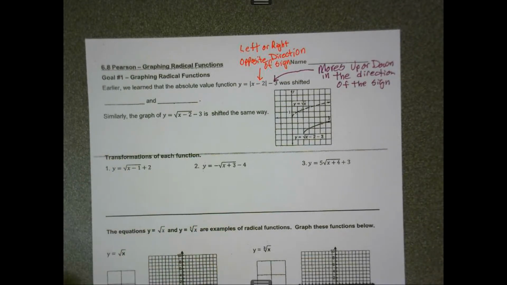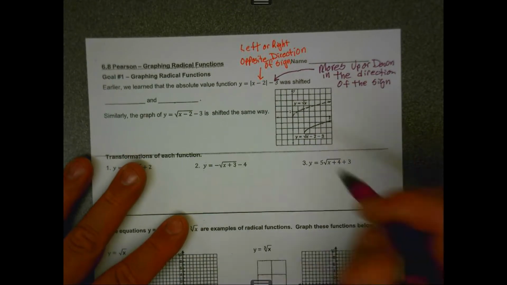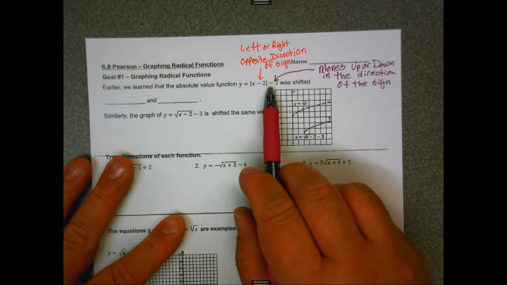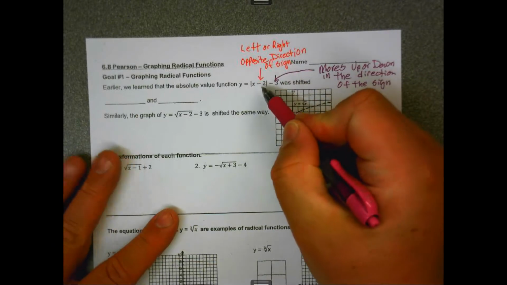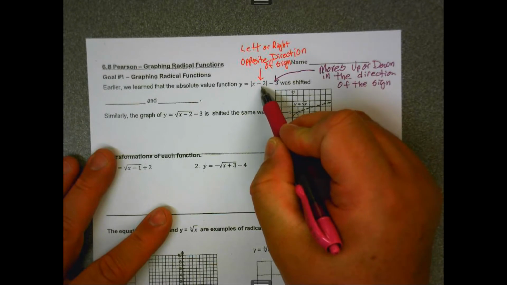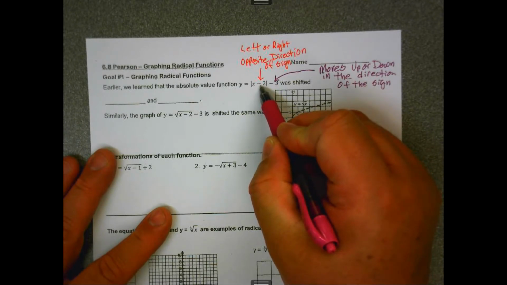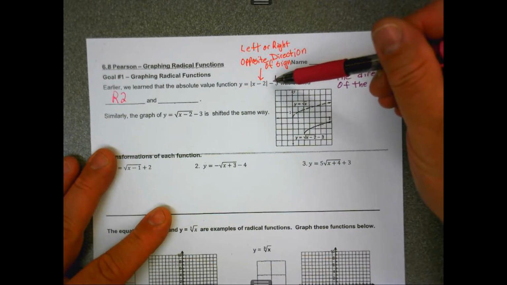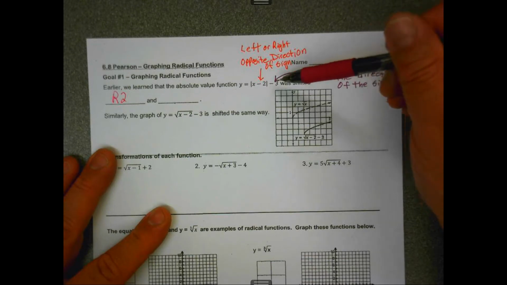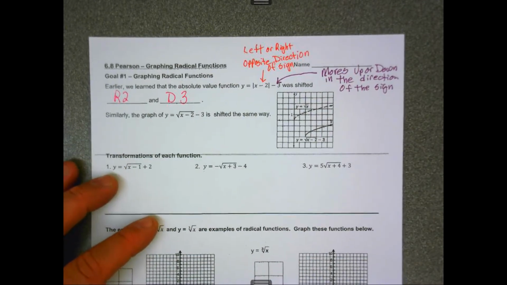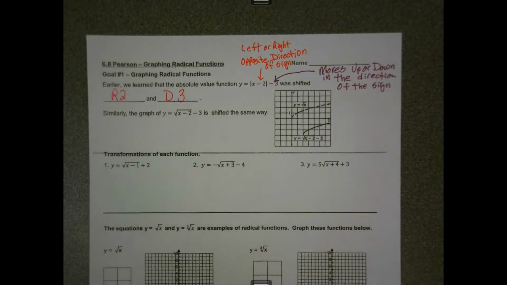Okay, so for instance, if I look at this equation, y equals the absolute value of x minus 2 minus 3. Inside my absolute value, I have to go opposite the sign, which would be to the right 2, and then with the sign, so minus would be down 3. So down 3. And that's all when we did the absolute value functions a few weeks ago.